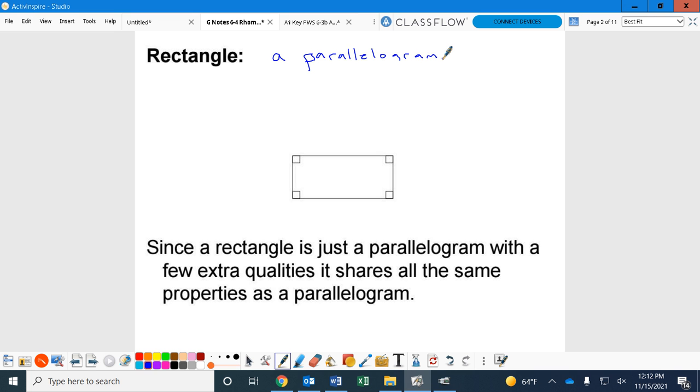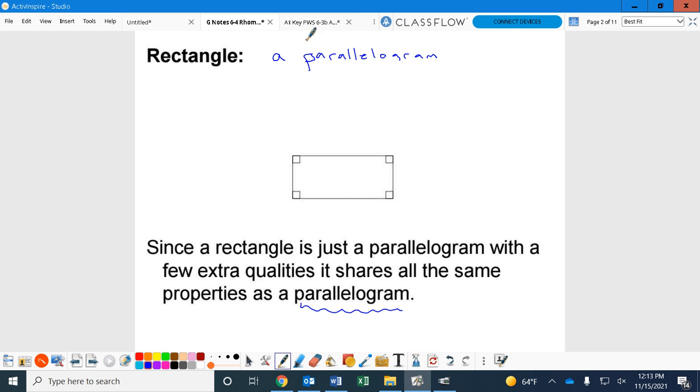Opposite sides are congruent, opposite sides are parallel, opposite angles are congruent, diagonals bisect each other, and the same side interior angles are going to be supplementary. Those 5 properties that we had for a parallelogram, it's going to share all 5 of those same properties. But it is also going to have these.